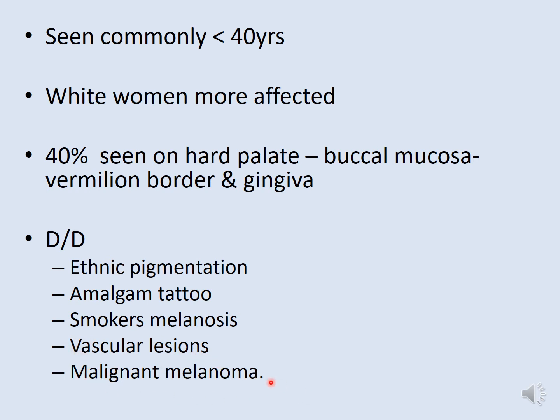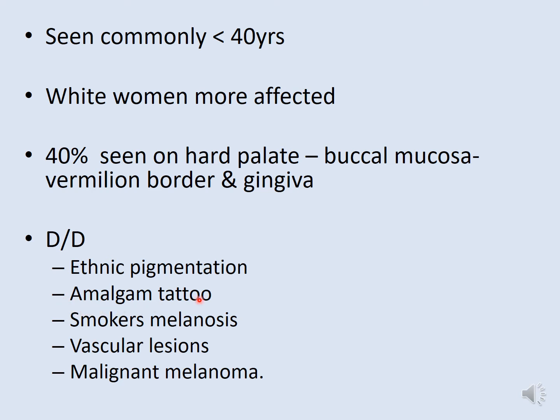All right, now ethnic pigmentation is basically pigmentation that is seen in dark skin individuals. That means Negroids, Asians, etc. do have darker pigmentation of the mucosa. But how do you differentiate oral nevi from ethnic pigmentation? Ethnic pigmentation is uniform and diffuse, whereas oral nevi is a focal collection of nevus cells.